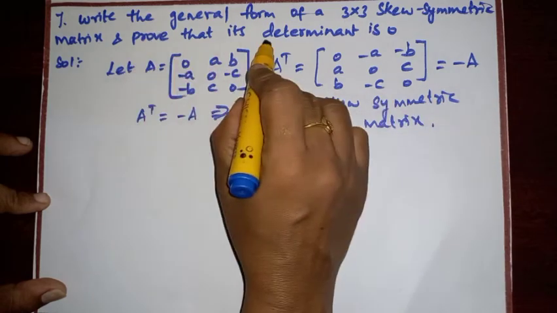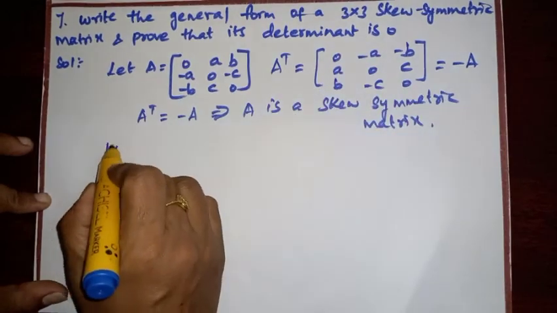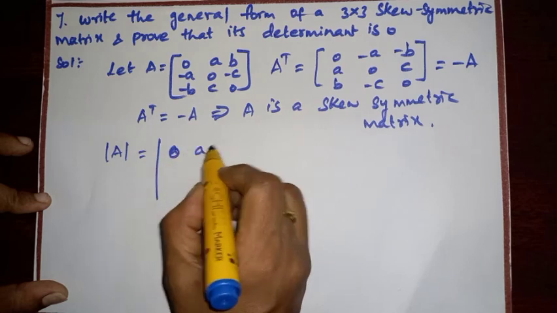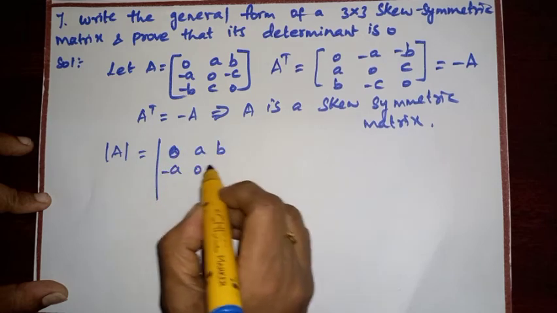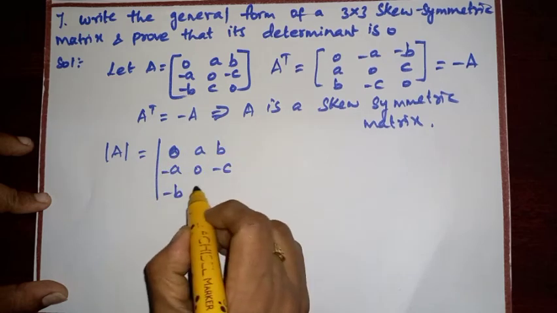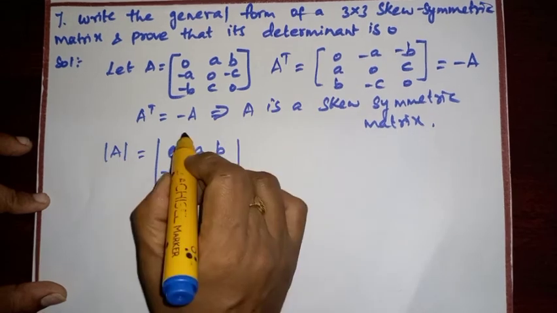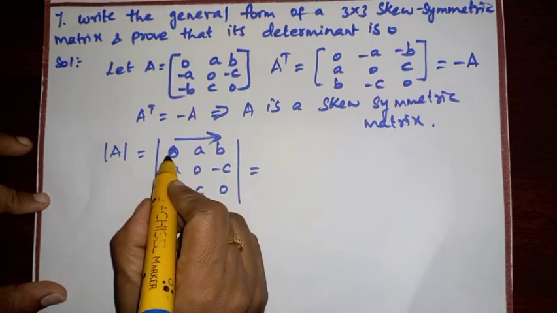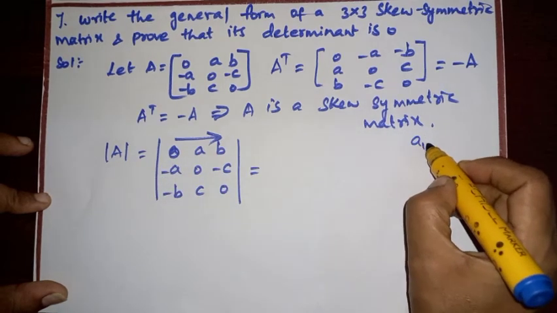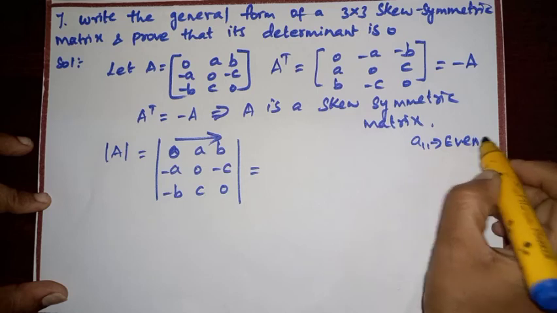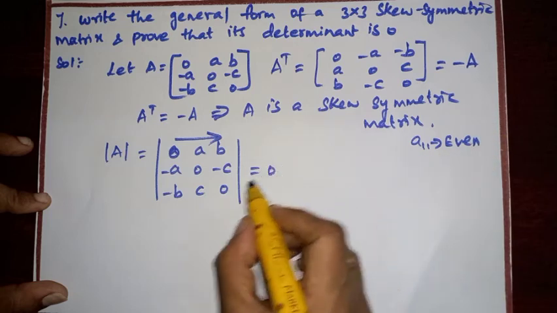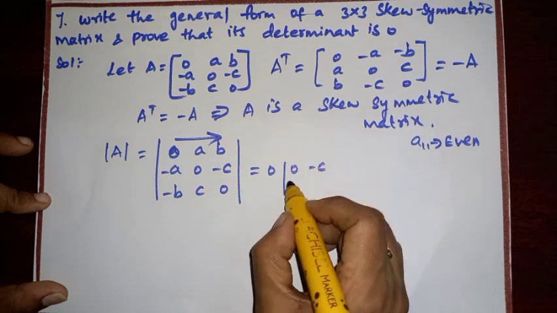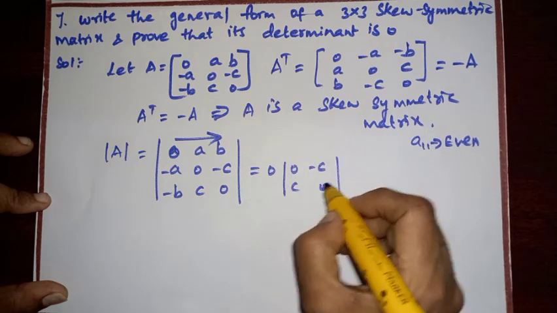Next I need to prove this determinant is 0. Now I am going to find determinant of A: 0, a, b, minus a, 0, c, minus b, minus c, 0. Now I am going to expand along R1. 0 is in the place of A11, so it is even. So we get positive sign 0. Delete the first row and the first column. We have 0, c, minus c, 0.